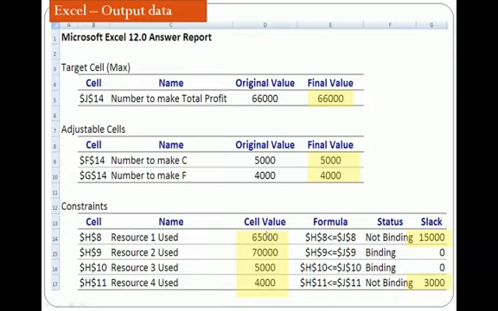So let's have a look at this. We can see a recognisable figure of 66,000 or £660 being our profit. We should recognise now that we produce 5,000 chocos and 4,000 flakers. And we also should recognise that we have 15,000 grams of E114 left over and 3,000 grams of flakers left over.